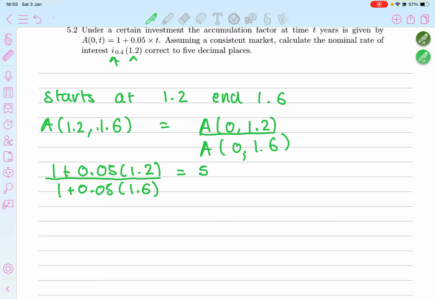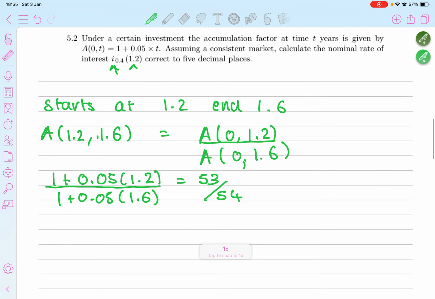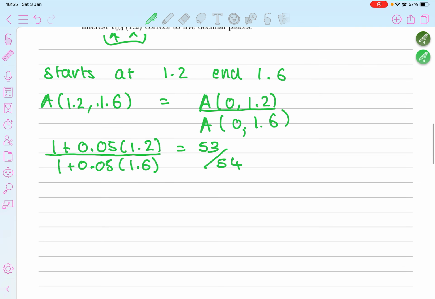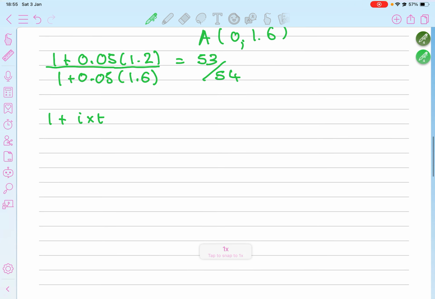And that is equal to 53 over 54. So now we have the accumulation. Remember that this means it is accumulated simply. The way we do simple is 1 plus the interest rate times the amount of time.